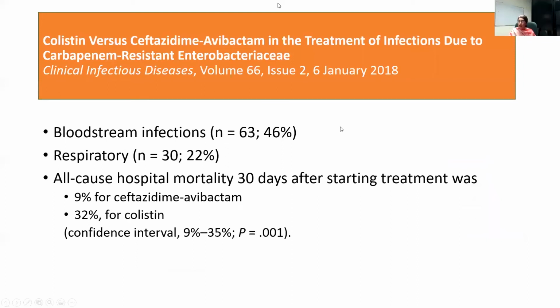This is a comparative study of colistin versus ceftazidime avibactam for the treatment of infections due to carbapenem-resistant Enterobacteriaceae. 46% of the patients had bloodstream infections, and 22% of the patients had infections of the respiratory tract. The all-cause hospital mortality at 30 days was 32% for the patients who received colistin, but only 9% in patients who received ceftazidime avibactam, and this was a statistically significant result.